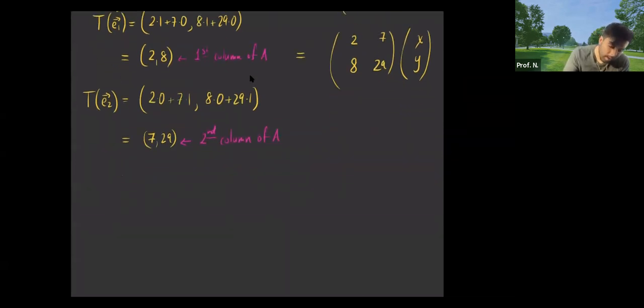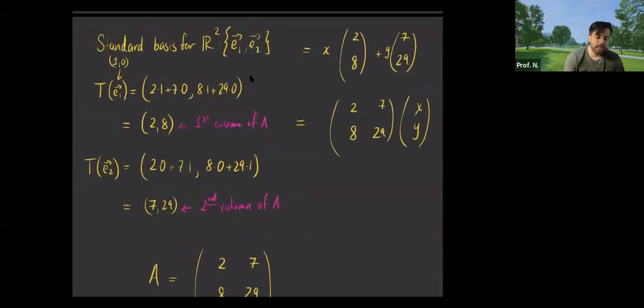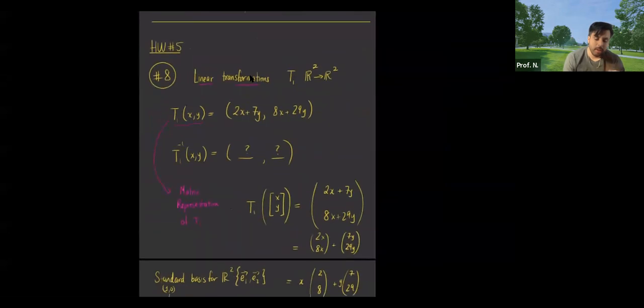So what is A? A is the matrix representation of T1. So this is 2, 8 as the first column, and the second column is 7, 29. Now that's if I go using T1, I plug in x comma y, and then I apply this transformation and I get a new transformation.